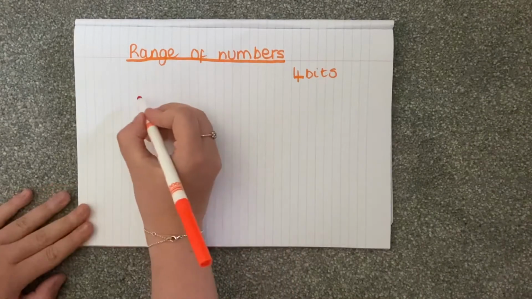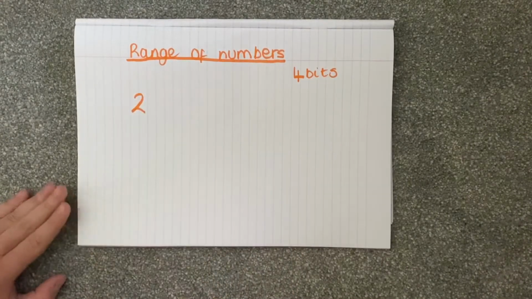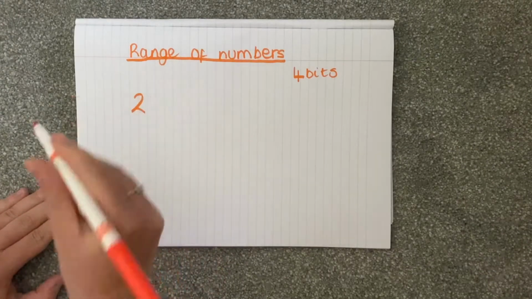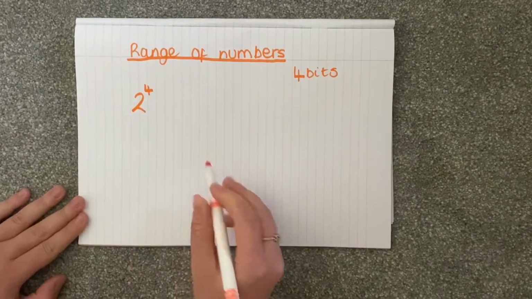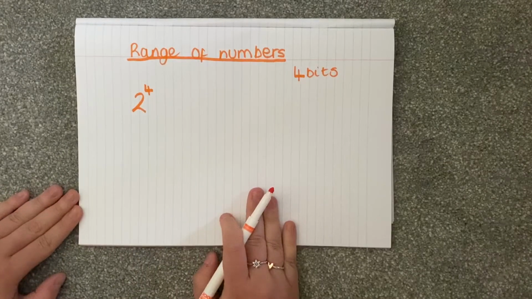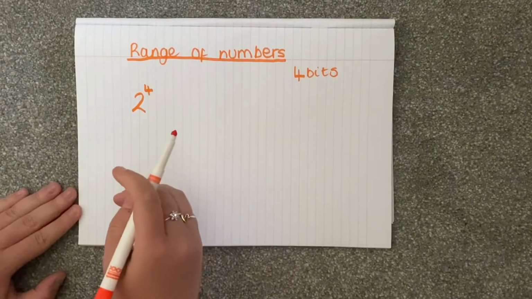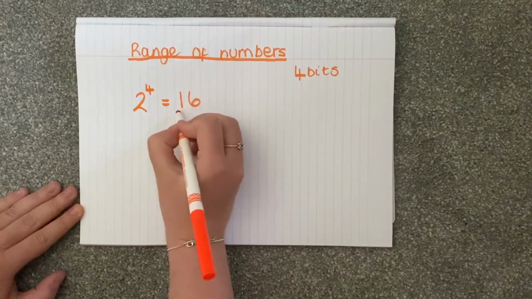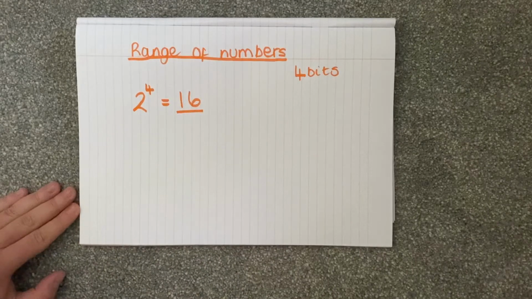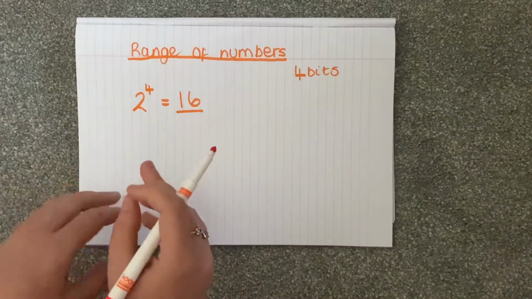So we do 2 to the power of, because of our binary system. That's why we use 2, because of our 1s and 0s. So 2 to the power of 4, and then we calculate what that gives us. 2 to the power of 4 gives us 16. So that's where we start off. We've got our number, 2 to the power of 4. And this is the process we need to remember to work out the range.